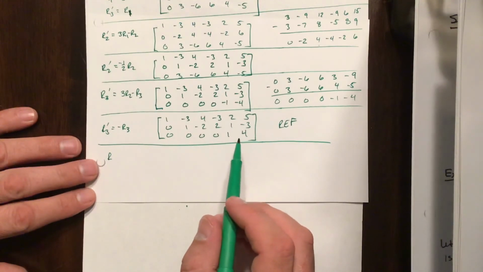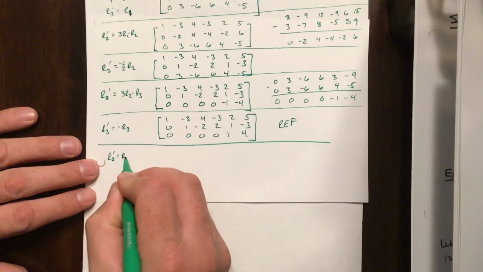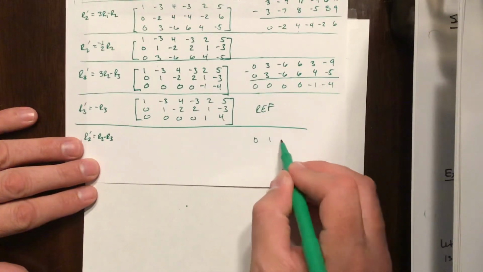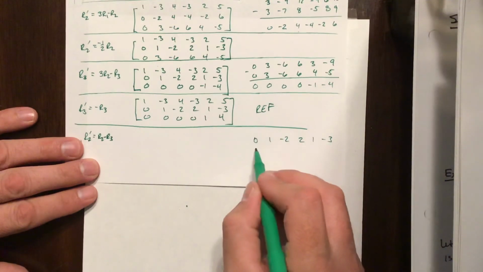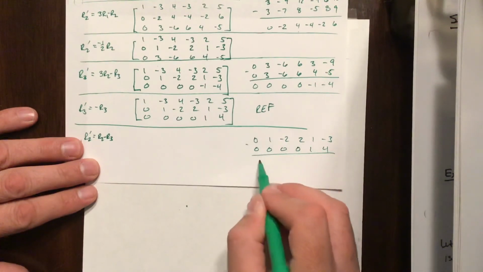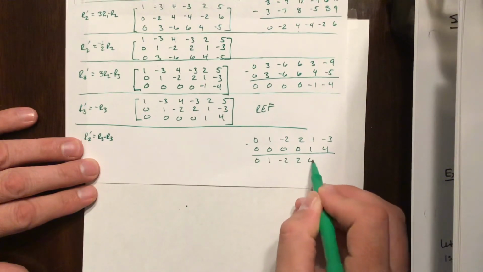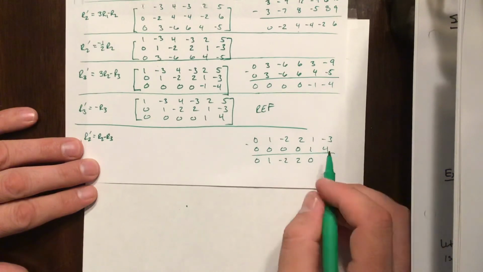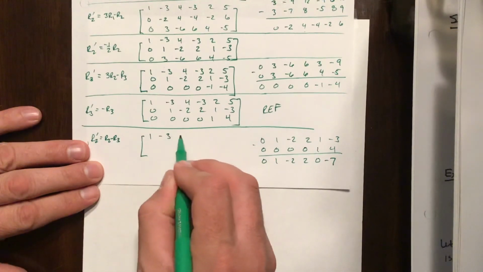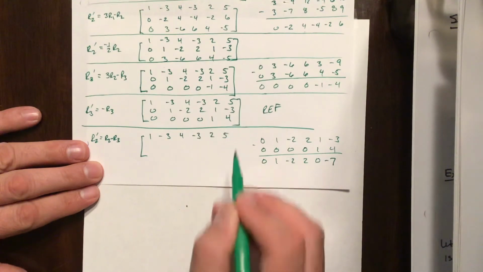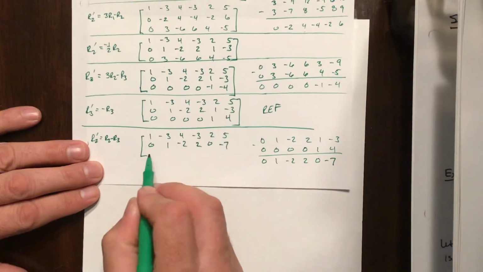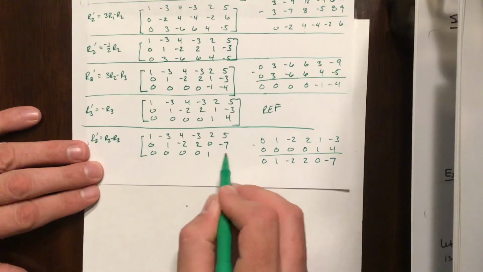Looking at row 2, we need to make this element a 0. So our new row 2 is our old row 2 minus row 3. Our old row 2 is 0, 1, negative 2, 2, 1, and negative 3. Our row 3 is 0, 0, 0, 0, 1, and 4, and we subtract these together. You get 0, 1, negative 2, 2, 0, which is what we want. Negative 3 minus 4 is negative 7. So we get 0, 1, negative 2, 2, 0, negative 7, and 0, 0, 0, 0, 1, and 4.